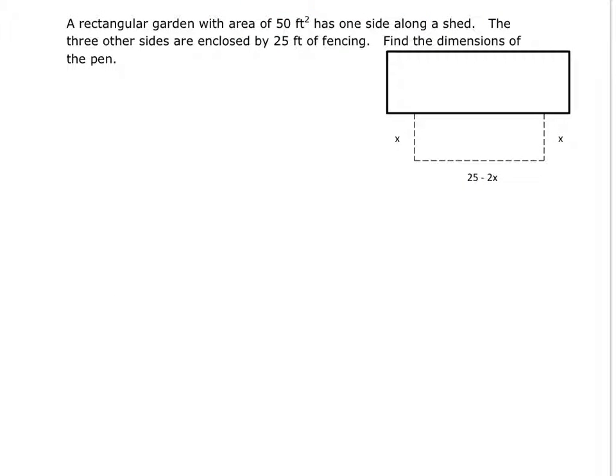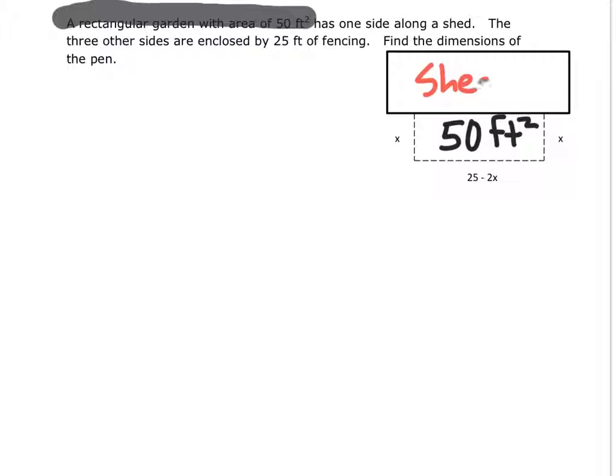This problem is going to be set up very similar to the first one. It says a rectangular garden with an area of 50 feet squared is along one side of a shed. So what that told us right here is this is the garden, and it has an area of 50 square feet, and this is the shed.